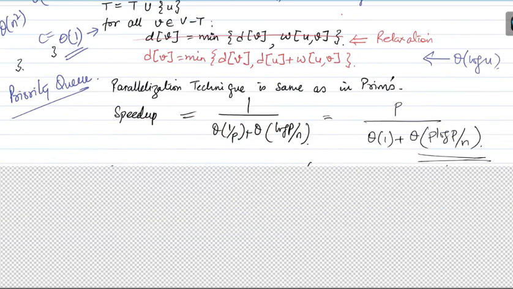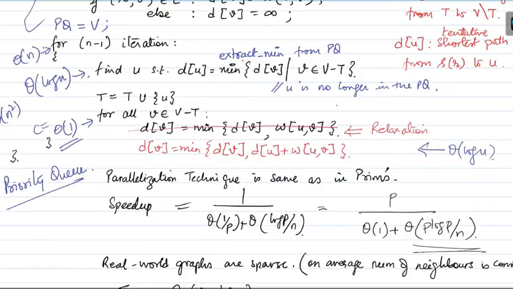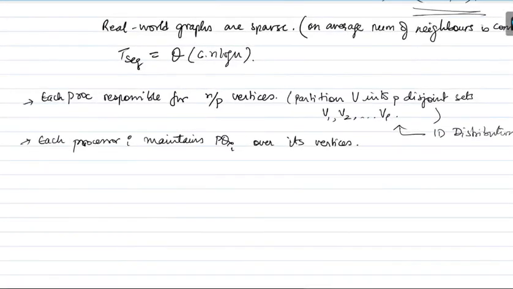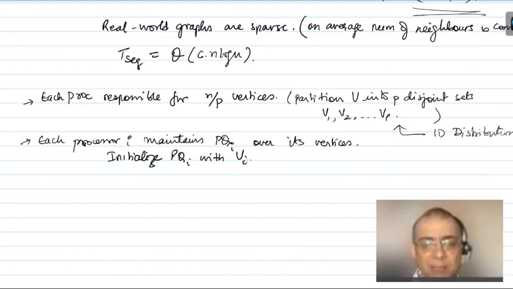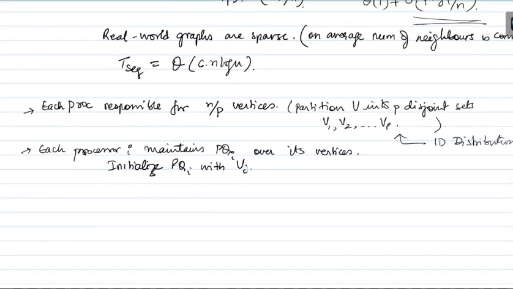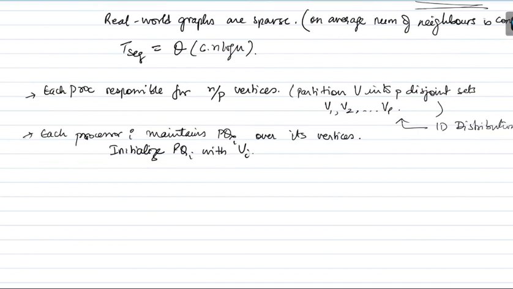All right, let's come back. In sequential, it's kind of obvious, right? But we need to be slightly careful when we are dealing with the same thing in parallel. So each processor i maintains a priority queue over its vertices. How are we going to initialize? Initialize the priority queue with B of i, which includes all the vertices initially. Again, remember, each processor only has a view of its own vertices and their adjacency lists, so I will only initialize the priority queue with my vertices.